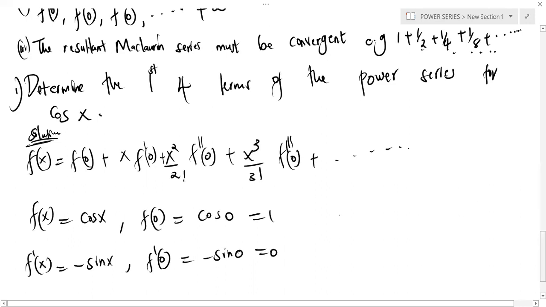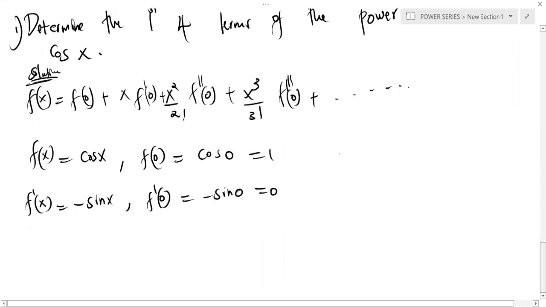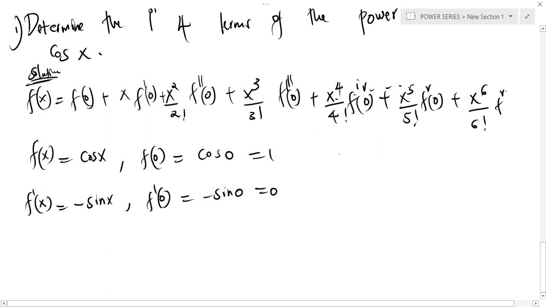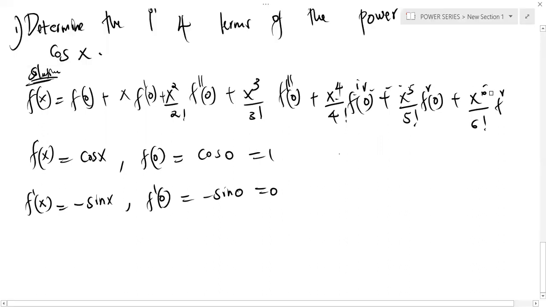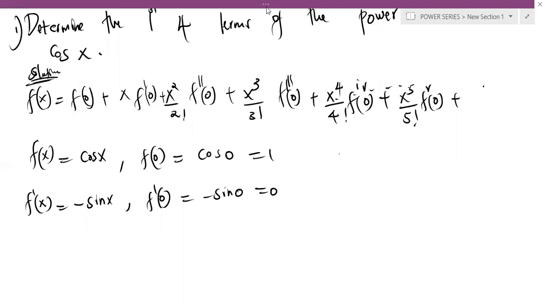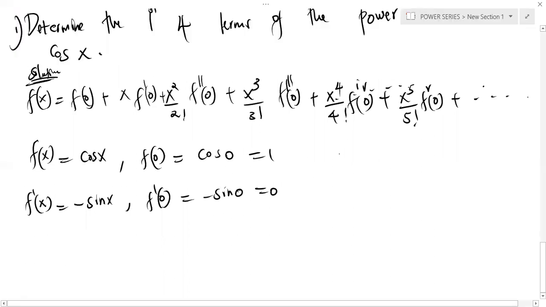Okay, fine. So you might need probably more terms because, as you can see, that term is going to be 0. So let's say this would be x raised to power 4 over 4 factorial f fourth prime of 0 plus x raised to power 5 over 5 factorial f fifth prime of 0 plus x raised to power 6 over 6 factorial f sixth prime of 0. So it goes on and on. I would like us to have at least 4 terms.